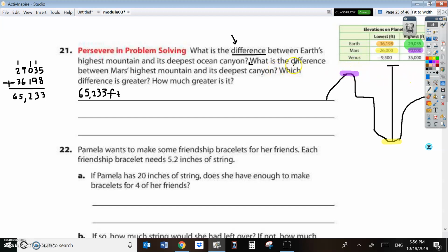Again, it's asking for difference, and difference is a subtraction problem. So we need 70,000 minus negative 26,000. Subtracting a negative is like adding a positive. 0 there, 0 there, 0, 6, 9. So what is the difference between Mars's highest mountain and its deepest canyon? Well, that's going to be 96,000.